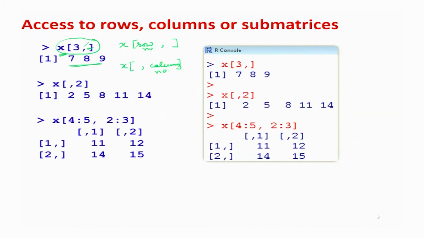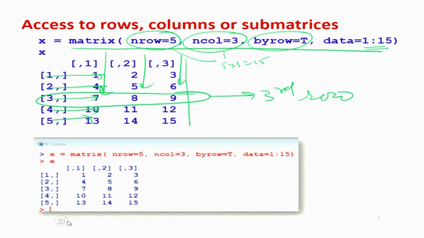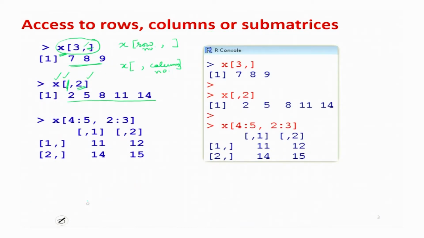Similarly, if you want to access the second column, you write the name of the matrix X and then square brackets, then just write a comma, leaving the part before it blank, and after that write the column number, here 2. You get the values 2, 5, 8, 11, 14. If you look at this matrix, this is column number 2: 2, 5, 8, 11, 14. Now you can store these values in a particular variable and use it further, and you can access any particular column or any particular row with these commands.